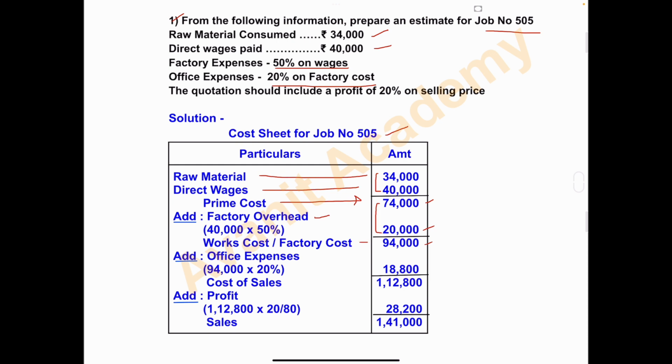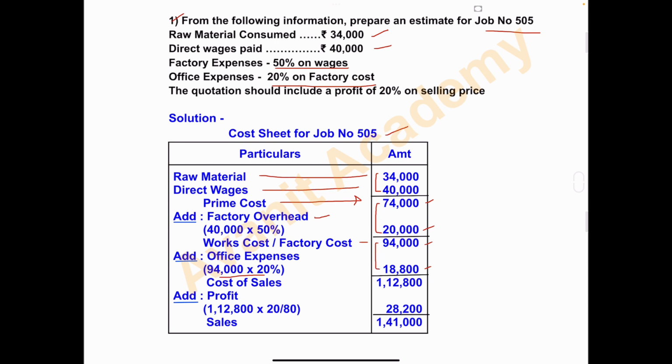So just now we have got factory cost, that is 94,000. On this 94,000, we have to calculate office expenses at 20%. So right here add office expenses in bracket, factory cost is 94,000. 94,000 into 20%. So office expenses is 20% on factory cost. 94,000 into 20%, you will get 18,800.